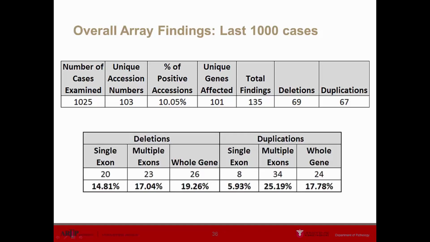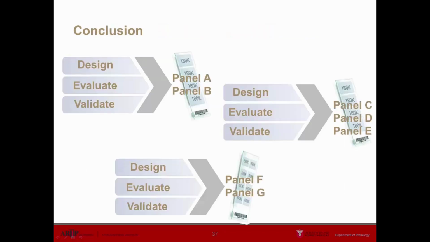21% of those findings are in single exons. You really need an array that's targeted at the single exon level. And then you can see there were quite a few with multiple exons and with whole genes. But 21% single exon variations.